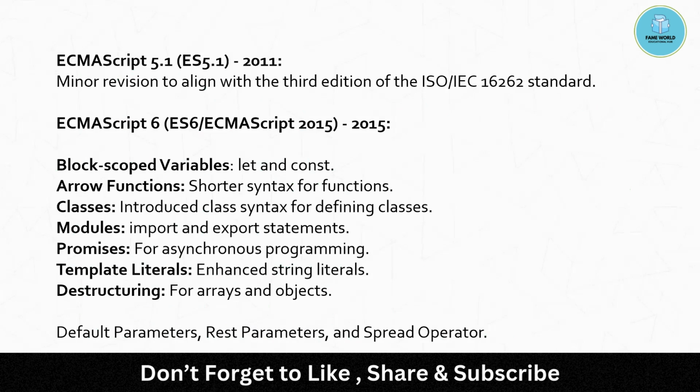Then 5.1 came into the picture. 5.1 came in 2011, with minor revisions to align with the third edition. And ES6, that was ECMAScript 6, is also known as ECMAScript 2015. The block scoped variables let and const were described in ES6. Arrow functions also came in, and we will be using arrow functions a lot. It's also known as the fat arrow function, a shortened syntax for functions. That also we will be using.